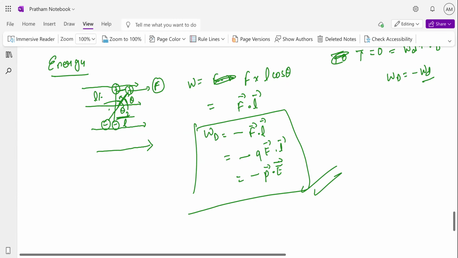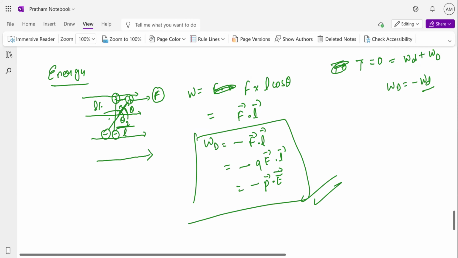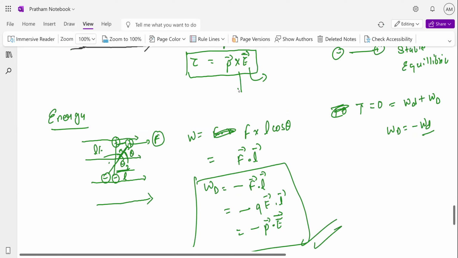Any doubt? It's the same as torque. Yeah, it is the same as the torque. No, it is different. You can see the difference. Negative. No, no, not negative. The cross product or the dot product.